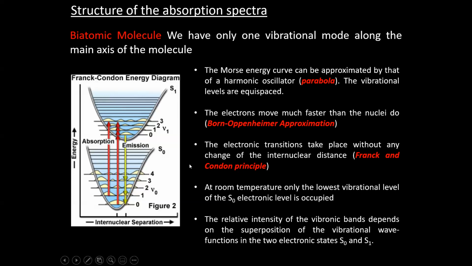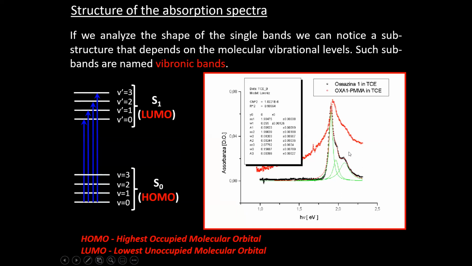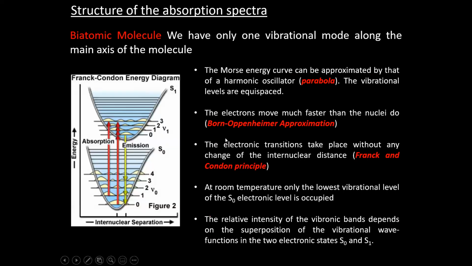Okay? Then the other thing that you assume is that at room temperature, only the lowest vibrational level of the ground electronic level is occupied. So only this level is occupied. This is not completely true because 1% can be here, but we neglect it. Okay? So you are here. And now you ask yourself, why are these absorption contributions different? And this is explained here.